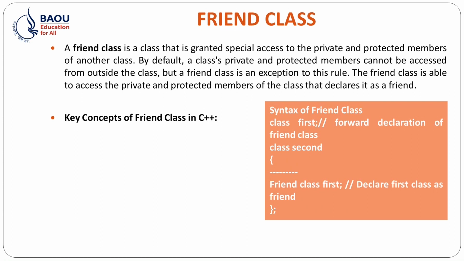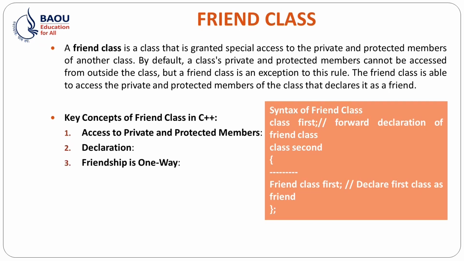So what are the key concepts of friend class in C++? First is access to private and protected members. Second is declaration. Third is friendship is one way. Friendship is not inherited. Friendship is not transitive. So what do all these key concepts mean?